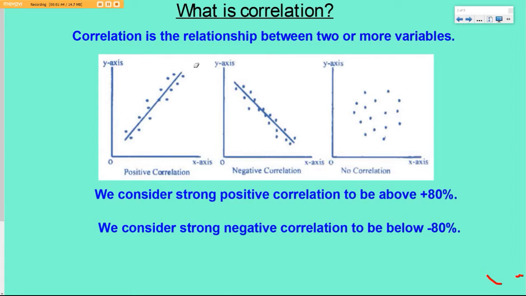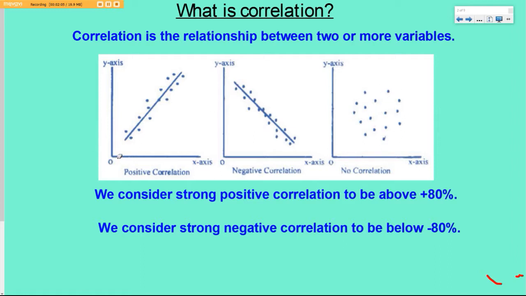Correlation is a relationship between two or more variables. So we've got this here, which is a positive correlation, and this would be a moderate one. If everything was touching the straight line, that would be a strong positive. Then we've got a negative correlation going down, then no correlation.